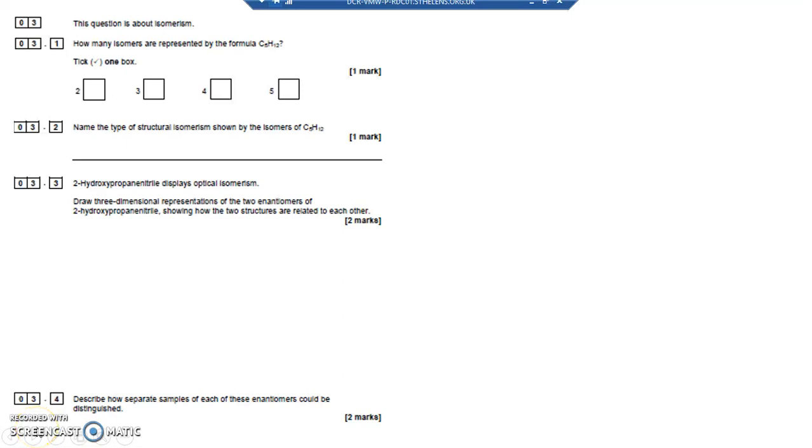Question number 3. How many isomers are represented by C5H12? So there could be 5 in a line, which is pentane. There could be 4 in a line with a methyl group at number 2, 2-methylbutane.